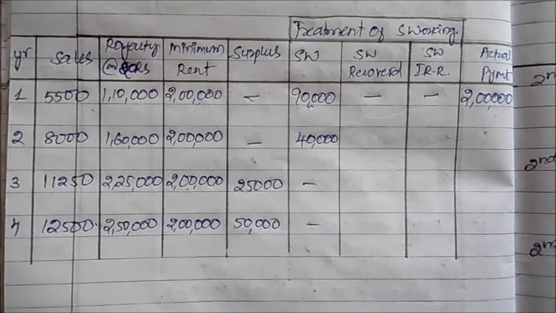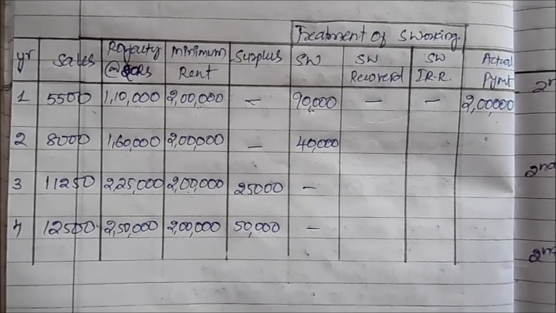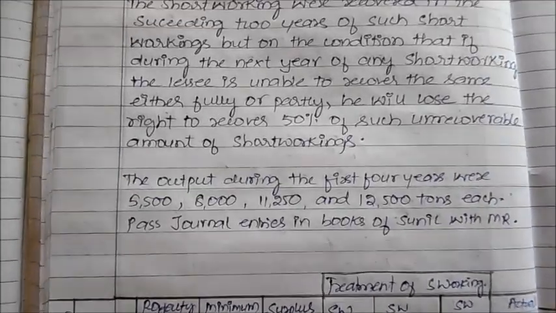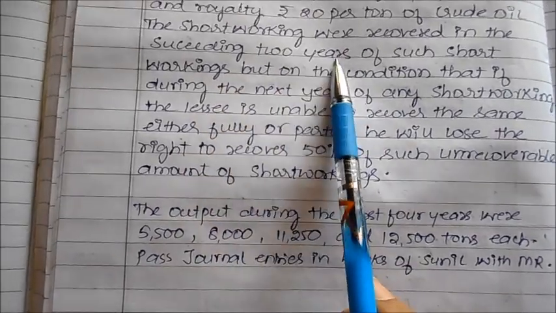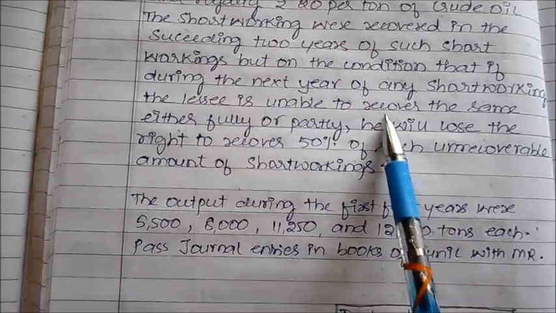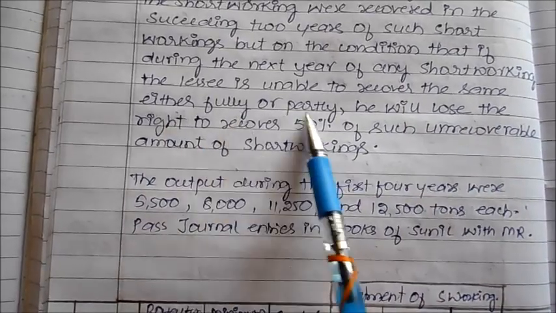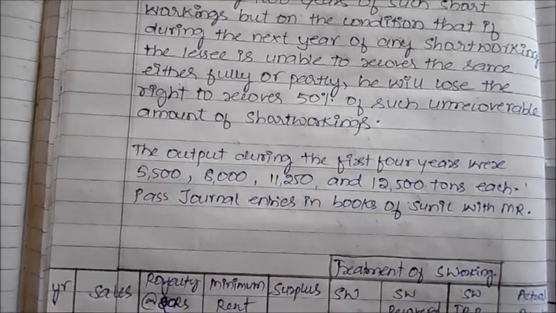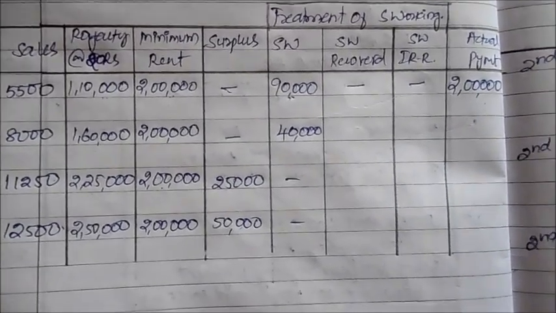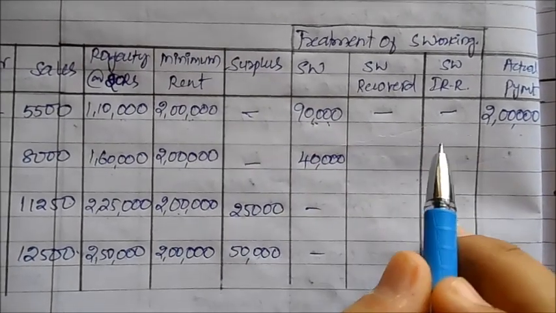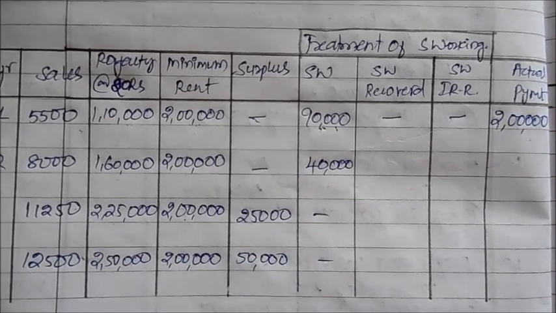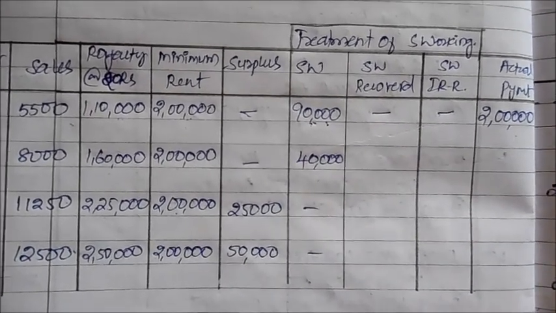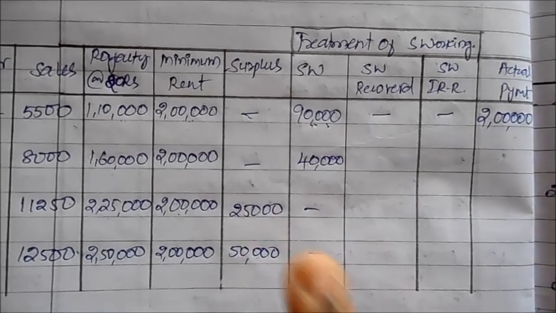Okay, so now what we are going to do is a little tricky, expecting all of your concentration. What did the question say? The question is telling you very clearly: succeeding 2 years recovery of short working. If any person is unable to recover the same either fully or partly, he will lose the right to recover 50% of such unrecoverable amount of short working. Simple understanding. If you are not capable of recovering this in the same year, you will lose 50% of your rights. Okay. If you are not recovering this in the very same year, 50% of this will get reduced. You will not have the authority to take it back whenever there is surplus.